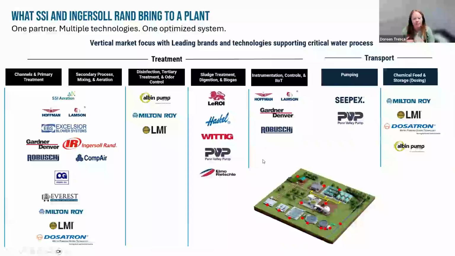With being acquired by Ingersoll Rand last year, it enables us to bring a full wire to water solution to an aeration plant. Before, SSI was focused mainly on diffusers and aeration, but with the Ingersoll Rand acquisition, we're able to now offer blowers, pumps, controls, and other brands. You can see all the brands within the Ingersoll Rand portfolio here. It's very exciting because we're able to offer a complete solution to our customers, but for the purpose of the webinar today, we're going to be focusing on aeration and the diffusers.